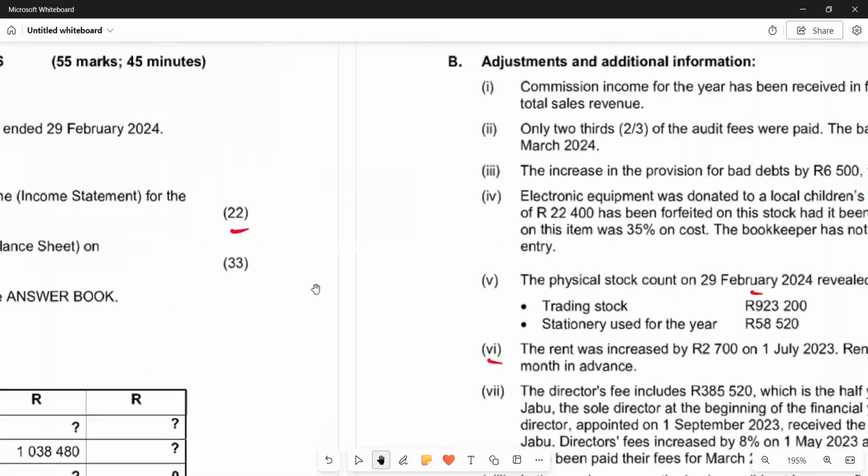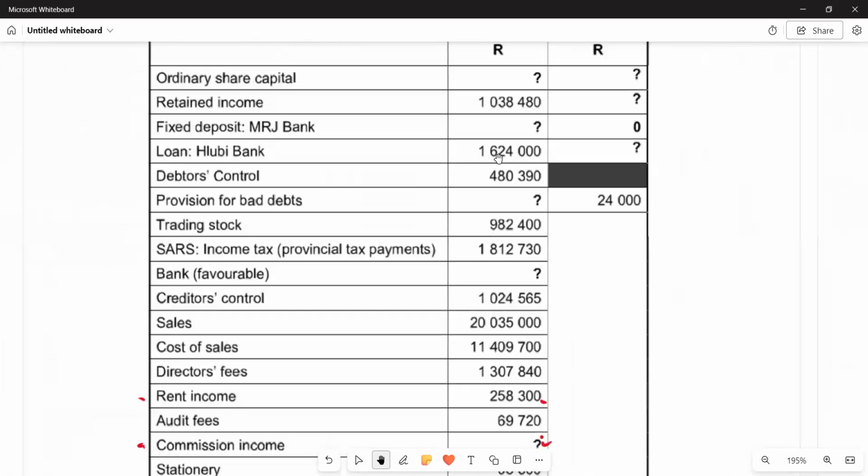So we come here, in our sales, we have got 20,035,000. So we are going to say 4%. 4%, remember, is a decimal. If you say 4 over 100, it reduces to 0.04. So we are going to say 0.04 times the figure for sales, 20,035,000. So this is what we have.